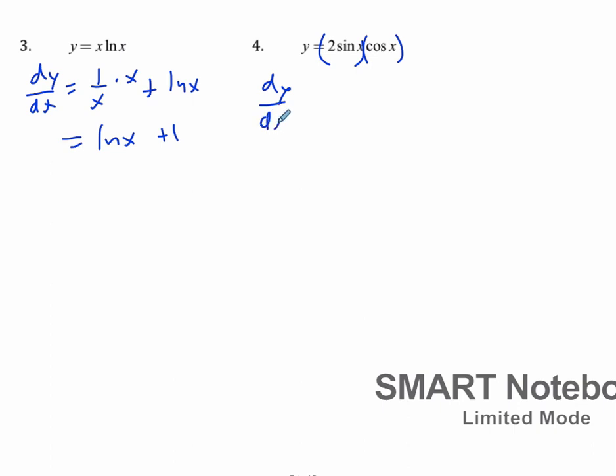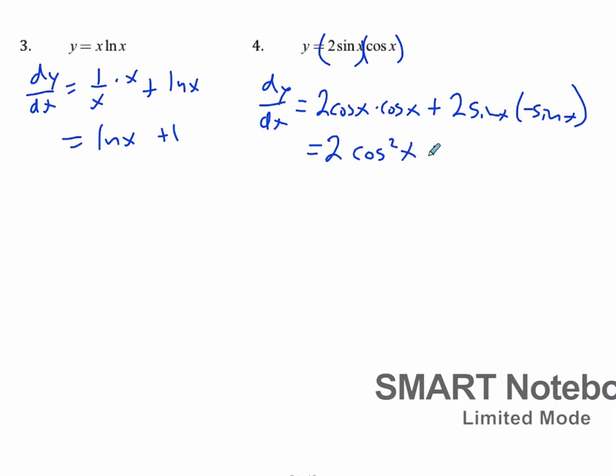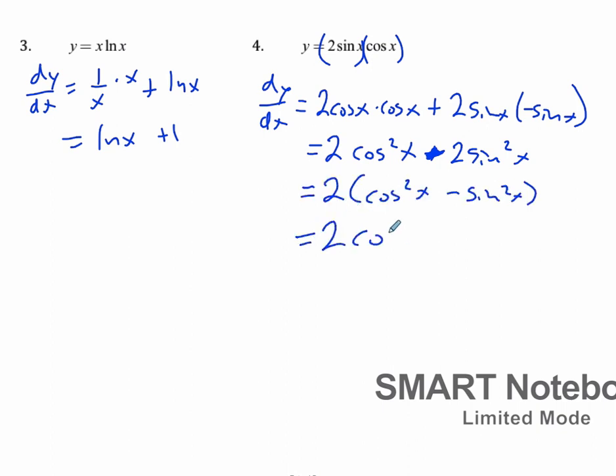So the derivative equals, now derivative of sine is cosine, so we have 2 cosine x times cosine x, plus, then we're going to have 2 sine x times derivative of cosine x, which is negative sine x. So it's actually 2 cosine squared x minus 2 sine squared x. And if you recall, this is an identity in your formula booklet. This is just 2 cosine 2x, right?